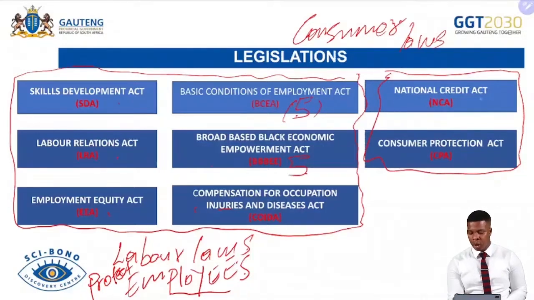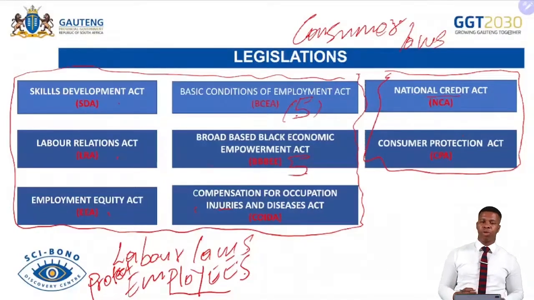But when we look into these two consumer laws, the one consumer law, which is the National Credit Act, focuses on the process of buying goods on credit, the process of applying for credit. So immediately you see loans, you see granting of credit in a scenario or statement, you should know that the act that is applicable there is your National Credit Act.